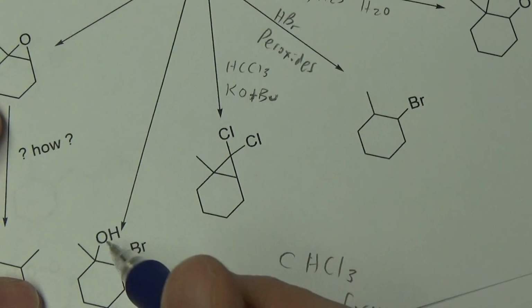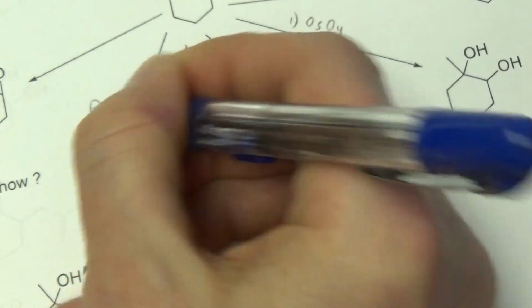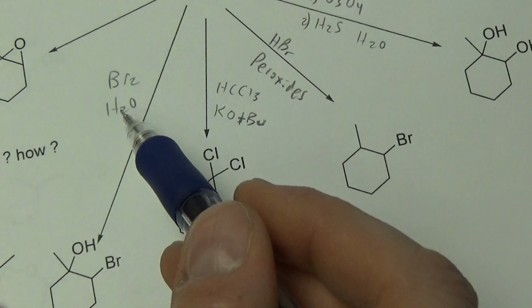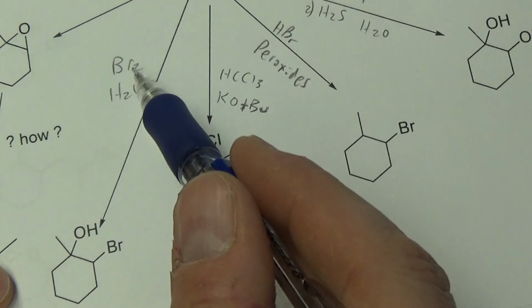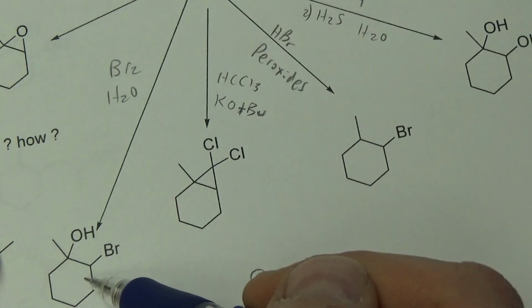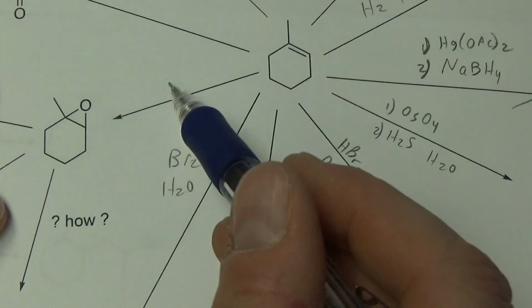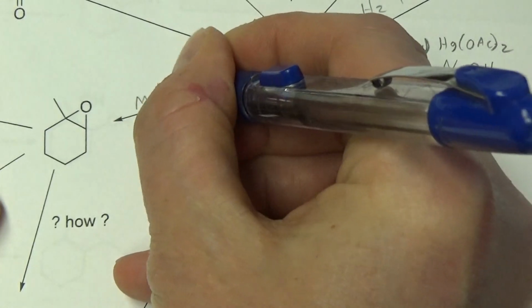Okay, now we're adding an oxygen and a Br, so it's Br2, water. That was also Br2 and water, okay? That was essentially Br2 alone making two bromides, but when you have water it adds an oxygen to the more substituted side. Epoxide. What was epoxide? MCPBA.